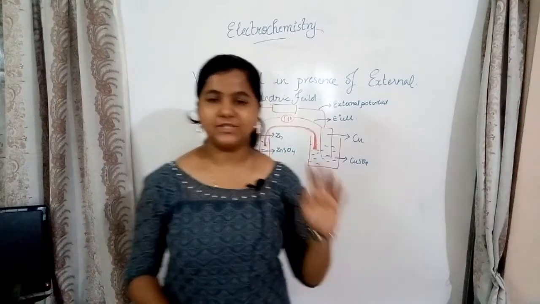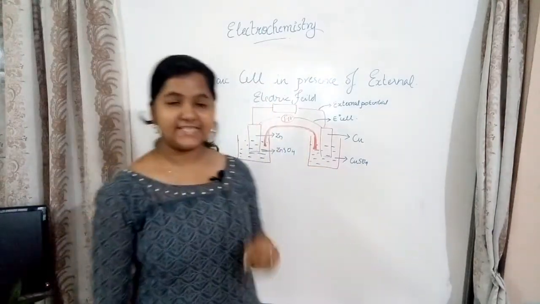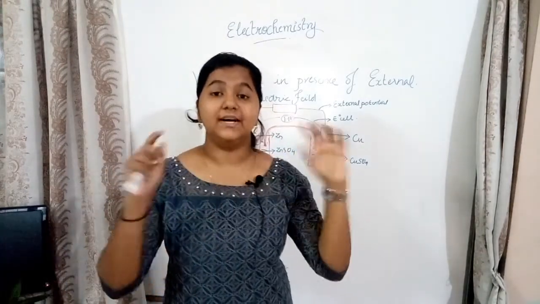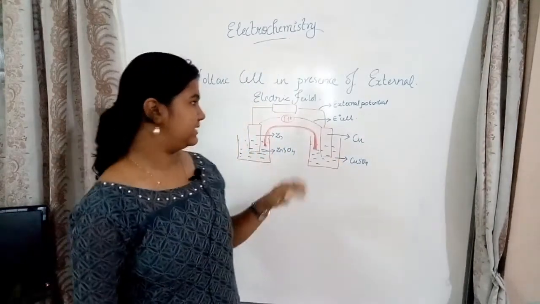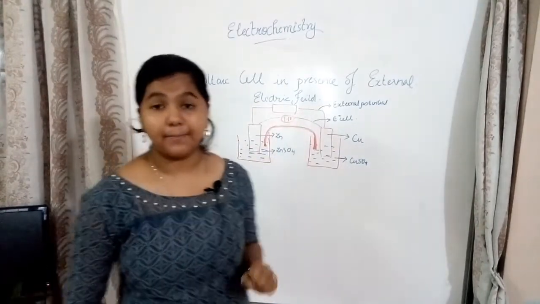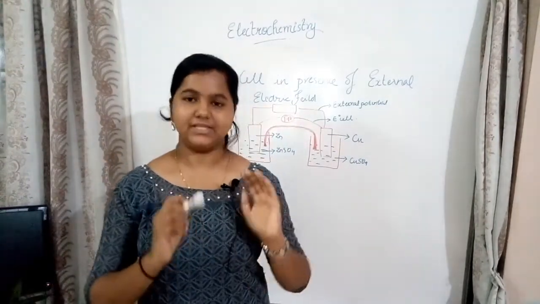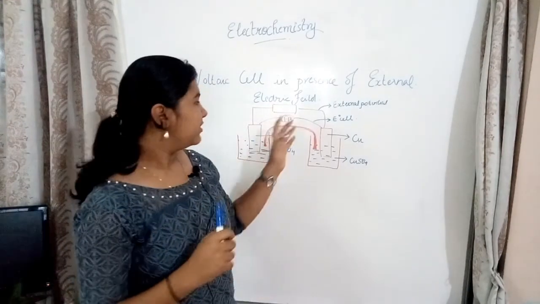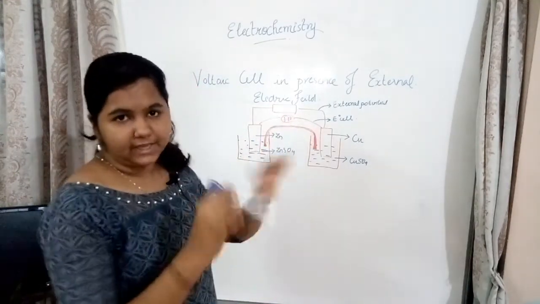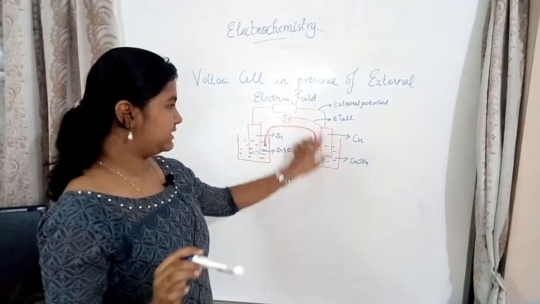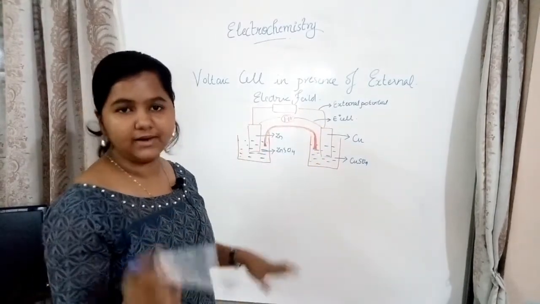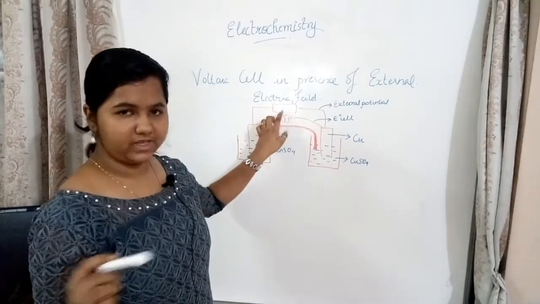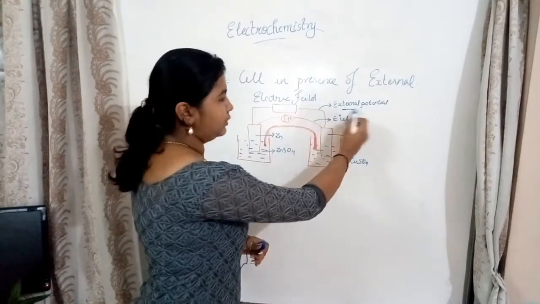So first I'll be talking about the topic voltaic cell in the presence of an external potential or external current source. So we'll see that. Over here I've taken the example of a Daniell cell. We take the Daniell cell only because that's easier to understand. So first, I'll explain the image. This is the normal setup of a Daniell cell. We learned it in the previous parts. And this over here is the external potential.